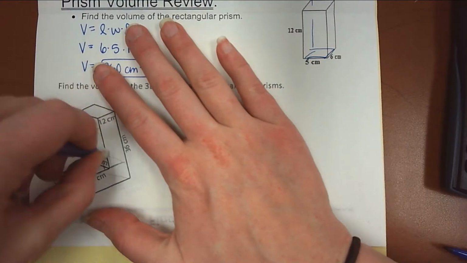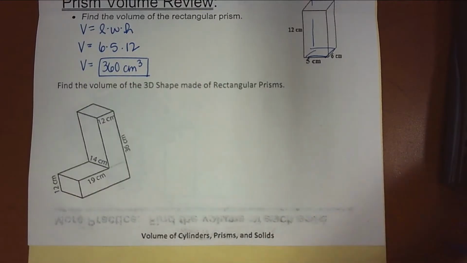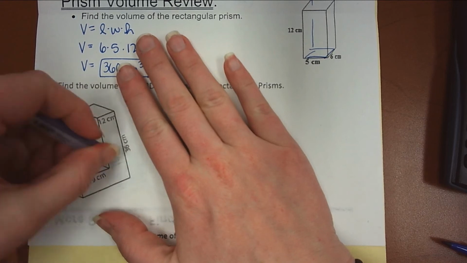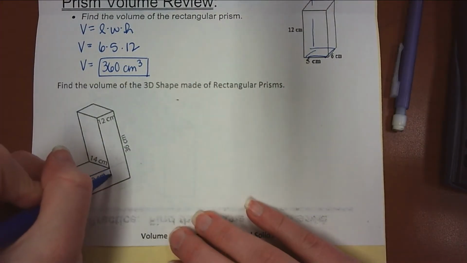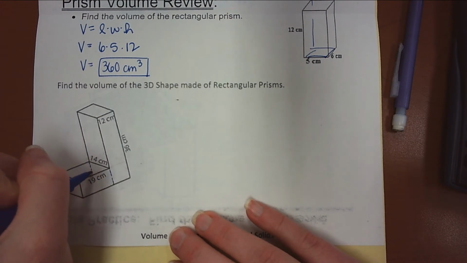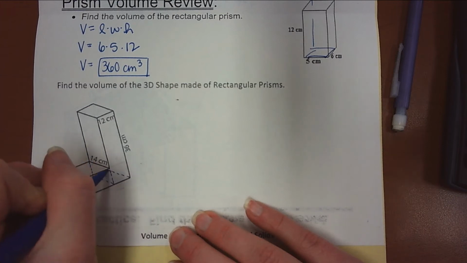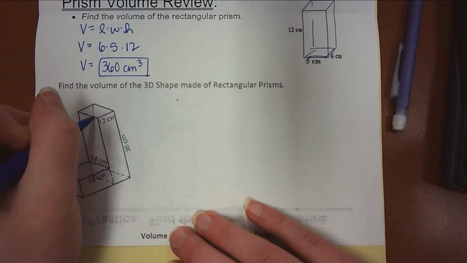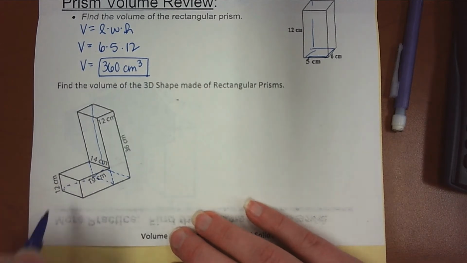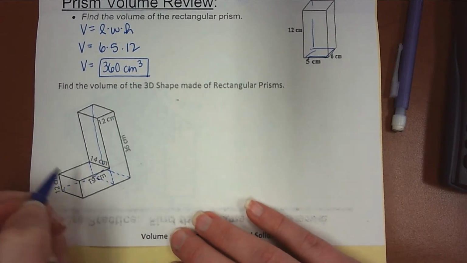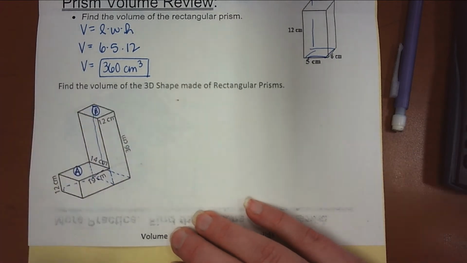The other way you can look at this solid, which is actually the way that I tend to see it more often, is if I continue this down, I see a left side shape and a right sided shape. So I see what I call shape A here and shape B here.